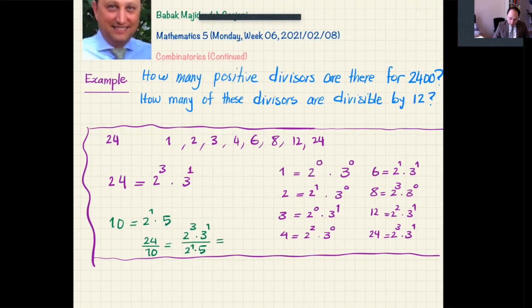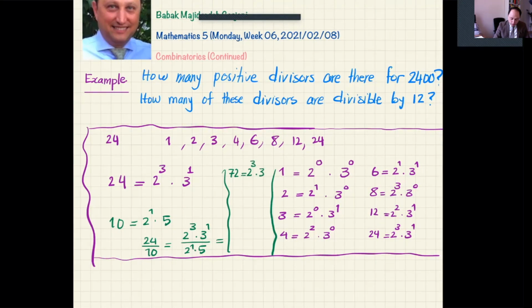But of course, I can have another scenario. Let me just open a little bit of a space here. So I can have another scenario. For example, I can have 72. So 72 is 2 to power 3 times 3 to power 2. It contains exactly the same prime numbers. But again, 24 is not divisible by 72, not because 72 contains another prime factor in its factorization, but because one of them contains a higher exponent than I have in 24.